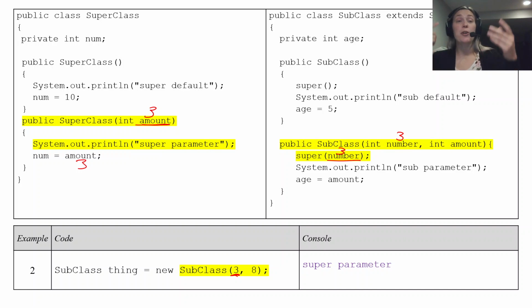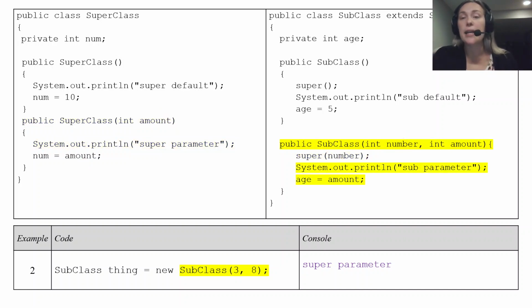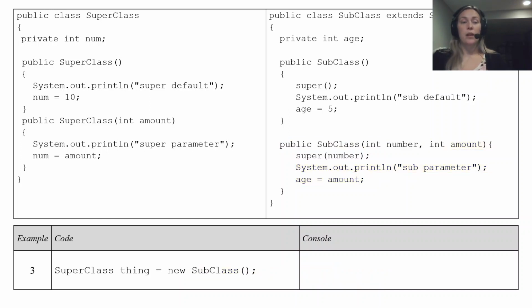Super parameter gets printed to the console, num becomes 3, and then I come back here, I print off sub parameter, and then age gets amount, so it gets the 8. So I'm just recording what's printed to the console here, super parameter, then sub parameter, but behind the scenes, values are getting assigned to these instance variables too. All right, let's see our first example of upcasting.